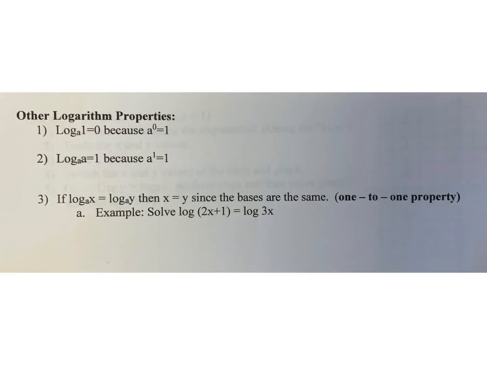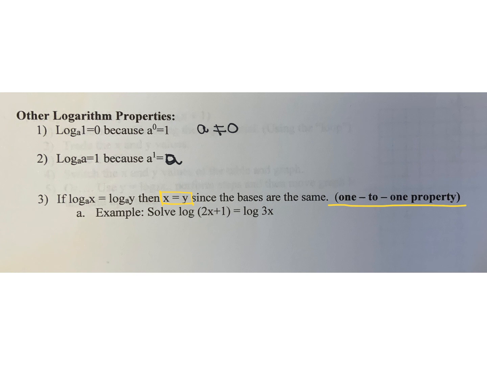Couple other log properties. Log base a of 1 is always 0 because anything to the 0th power is 1. And I need you to add one little thing here: a cannot equal 0. Log base a of a equals 1, because a to the first is a, and there's a typo right here. And this is that one-to-one property that we learned about in the last section. If log base a of x equals log base a of y, then x and y must equal each other.